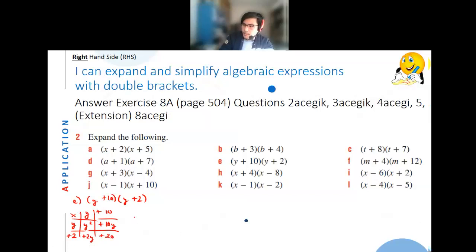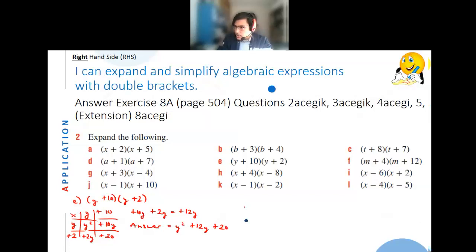Next we're just going to combine the like terms. So we have the plus 10y plus 2y. That's going to give us plus 12y. And our answer will be y squared plus 12y plus 20.